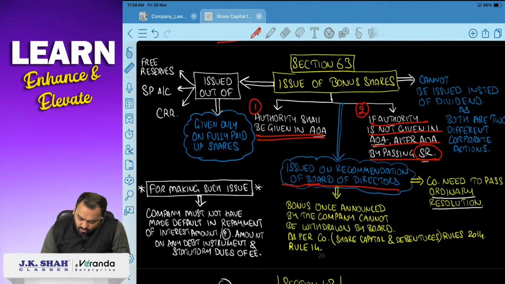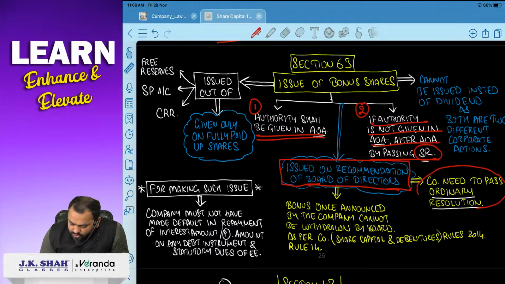Okay, issued on the recommendation of board of directors. Easy, everybody? Now, if company wants to issue bonus shares, what type of resolution is company required to pass? Ordinary resolution.